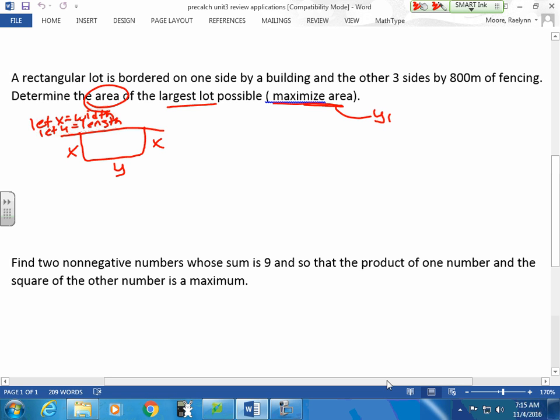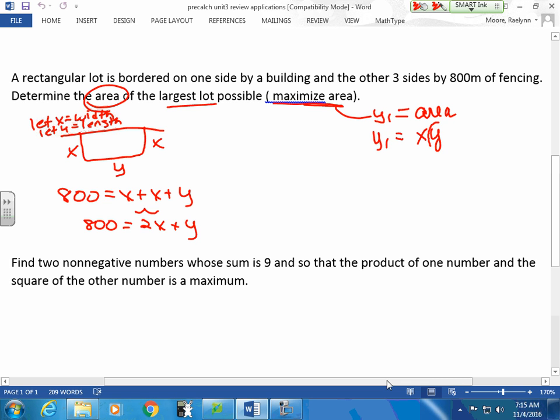Now, we know one piece of information, that all this fencing adds up to what? 800. So we can start like this. Just start like this, easiest way. Combine these two. Okay so far? Now, the Y1 says this is where your area goes. This is what goes in your calculator. What is the area of a rectangle? Length times width, base times height, so X times Y.